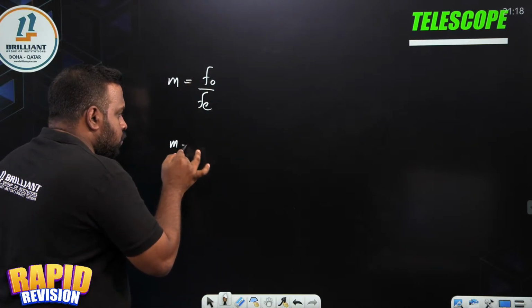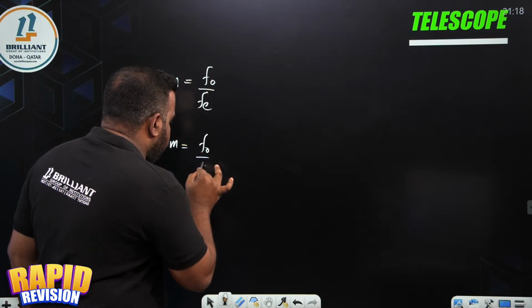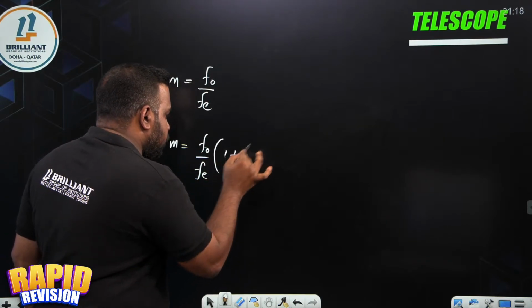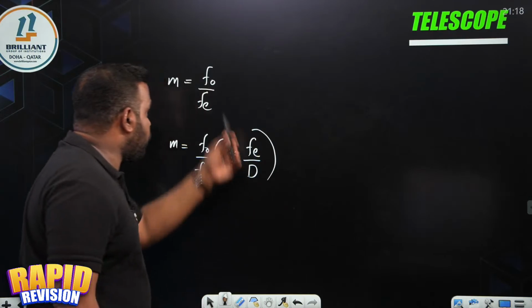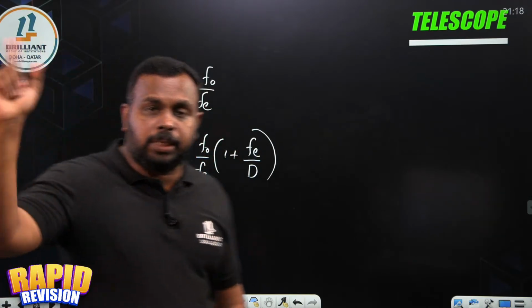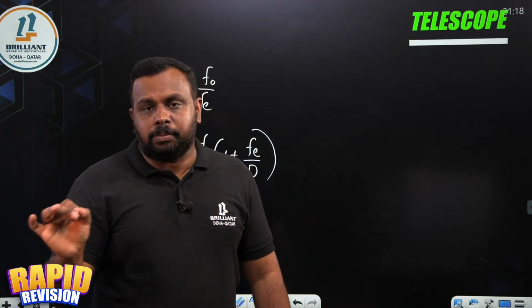If the final image is formed at near point, the formula is fo by fe into 1 plus fe by d. If the final image is formed at near point, you have to use the second formula, and if it is formed at infinity, the first formula. Once again, optical instruments is important. Go through the reader, study the diagrams.